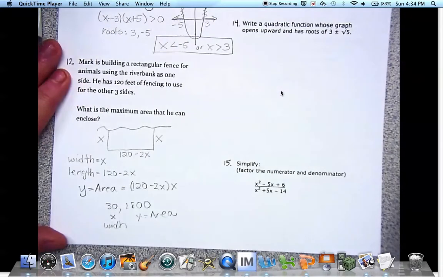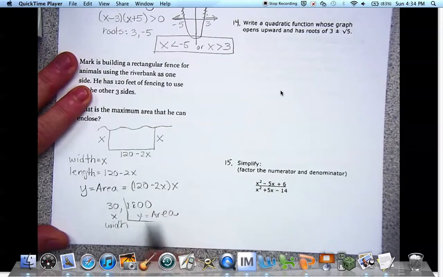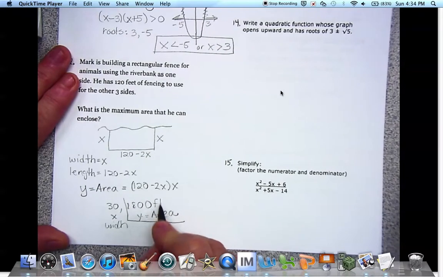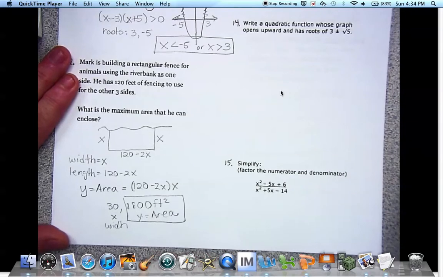Okay, so what is the maximum area that can be enclosed? 1,800 square feet. And the width would be 30, and you could find the length. It would be 120 minus 2 times 30, which would be 60.